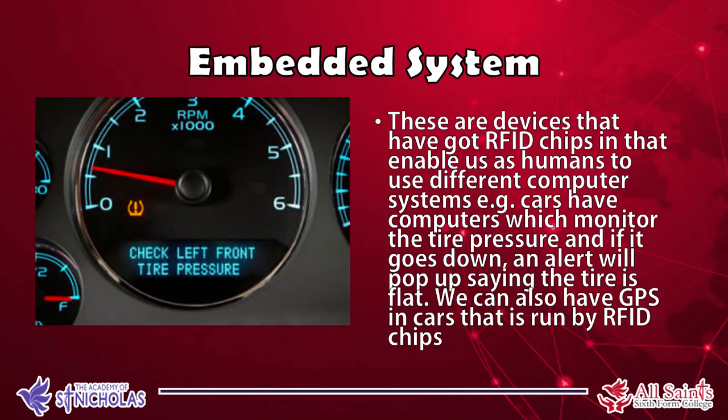Embedded systems. These are normally done by RFID chips, and they basically enable us humans to interact with different computer systems. An example is that cars have monitors that check their tire pressure. If the tire pressure goes down, the dashboard will alert and say you need to put air in your tires, like you can see in the picture on the left-hand side, and then that'll pop up. That is all done using an embedded system through an RFID chip.